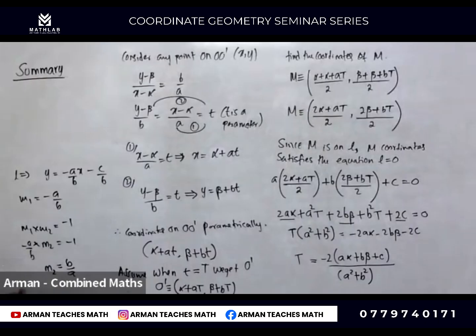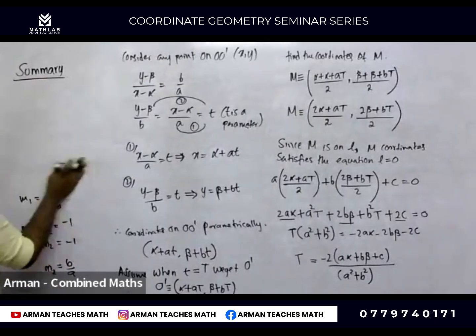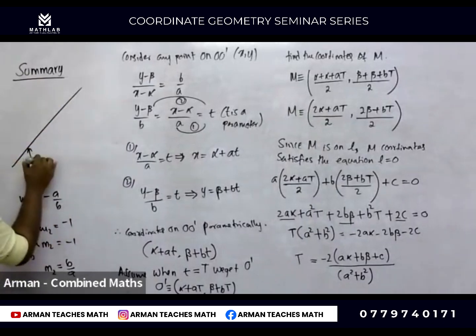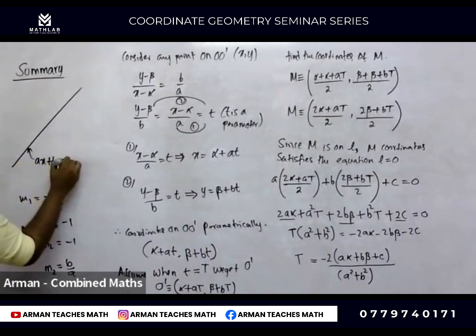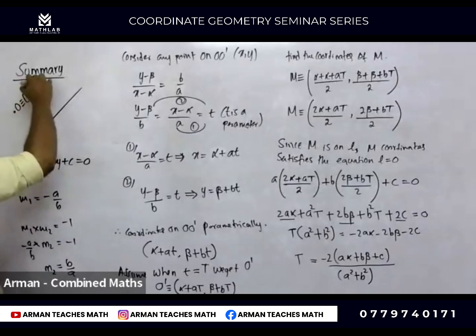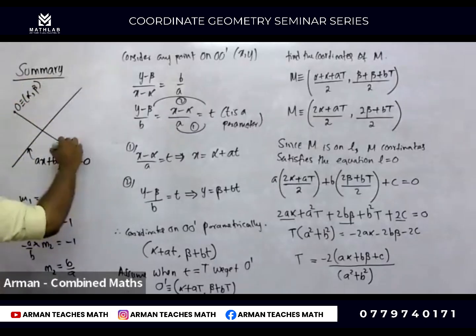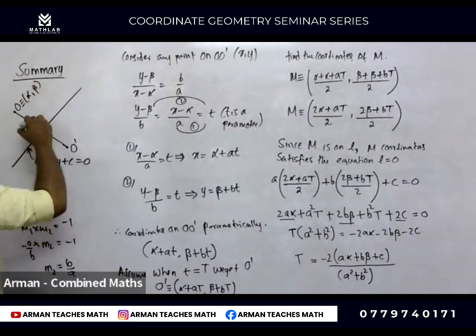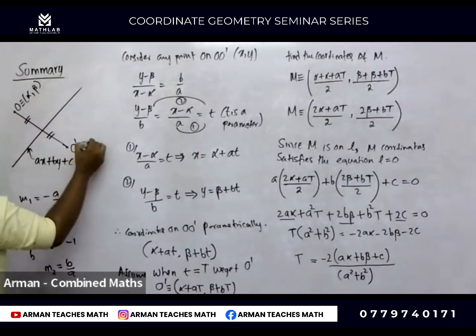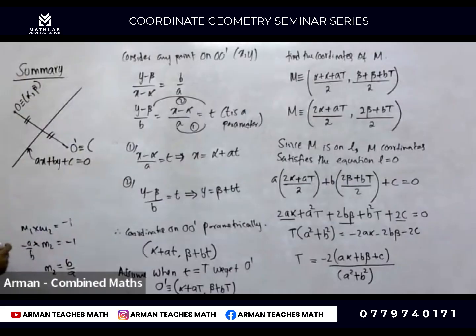Summary. Now listen carefully. Let's take a straight line segment and the equation is ax plus by plus c equals to 0. There's a point capital O which has the coordinates alpha comma beta. We need to identify the coordinates of its reflection point on the straight line. What's the pattern to get it?